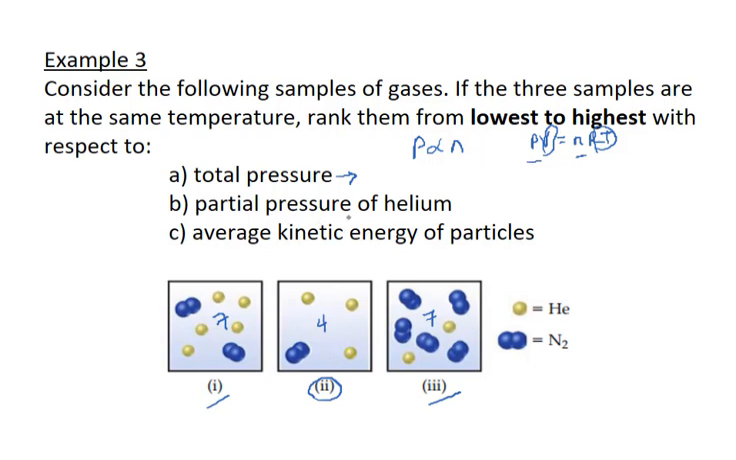For the partial pressure of helium, what we need to do is just count up the yellow ones. So this container here, number 3, has the fewest helium, container 2 has the next, and container 1 has the most. For the average kinetic energy of the particles, that's going to be the same for all of the containers because, as we know, it is the temperature that is proportional to the average kinetic energy.